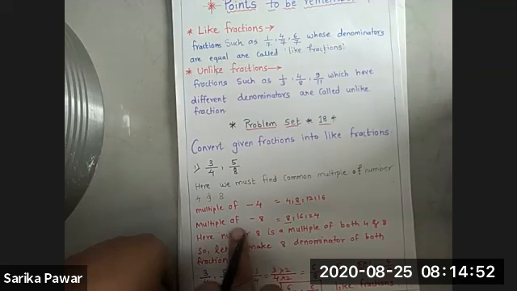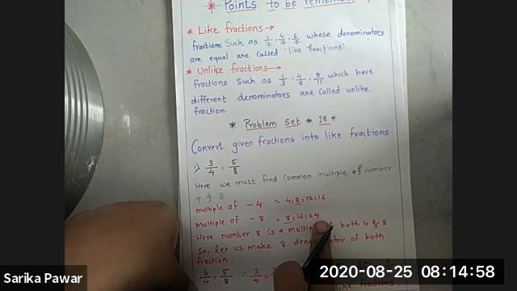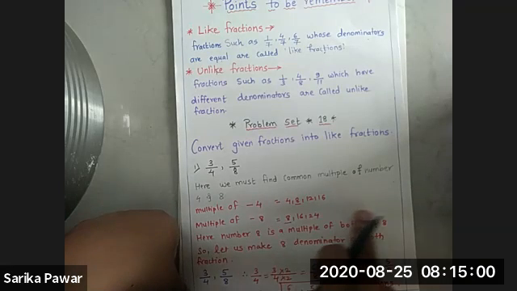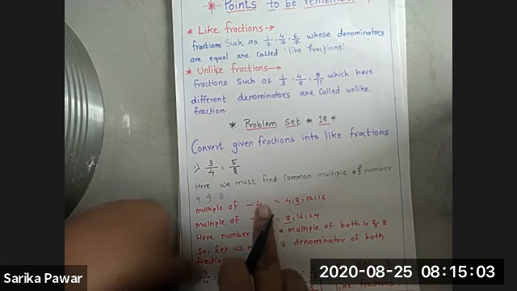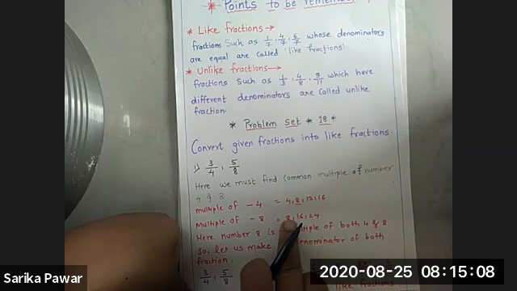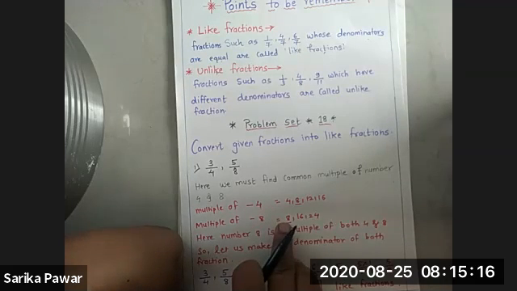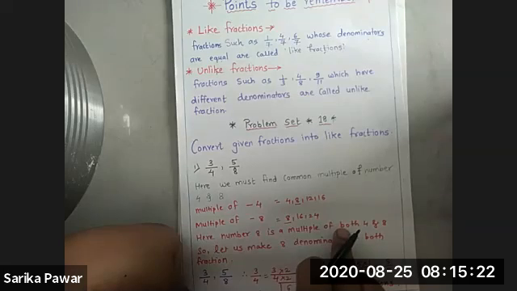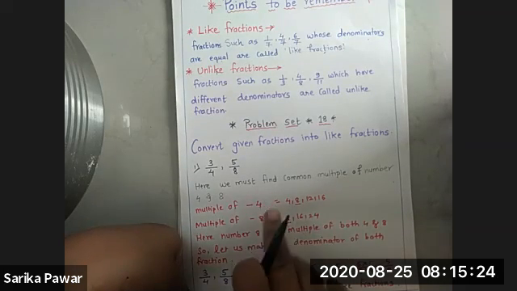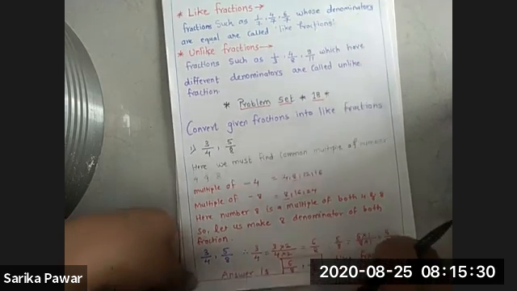Next one is the multiples of 8. So 8 1s are 8, 8 2s are 16, 8 3s are 24. In that way you have to write the full table of 8 also. But here I got the lowest common multiple, that is 8. The same number is in the table of 4, and in the table of 8, 8 1s are 8, that is the first number. So 8 is the common multiple of both table 4 and table 8. So let us make 8 the denominator of both fractions.